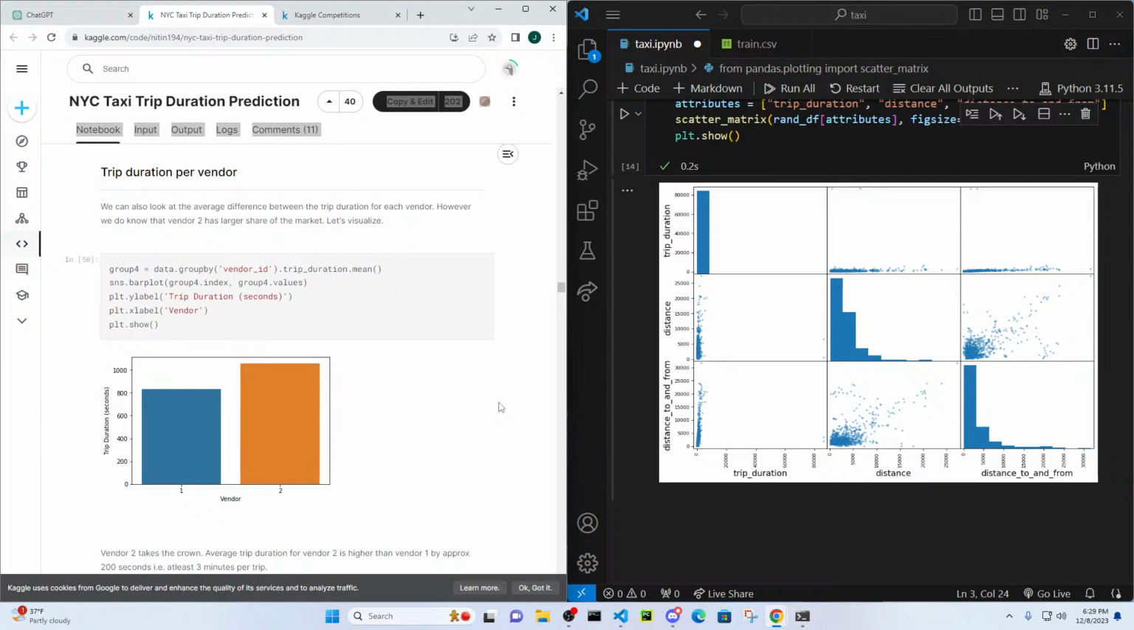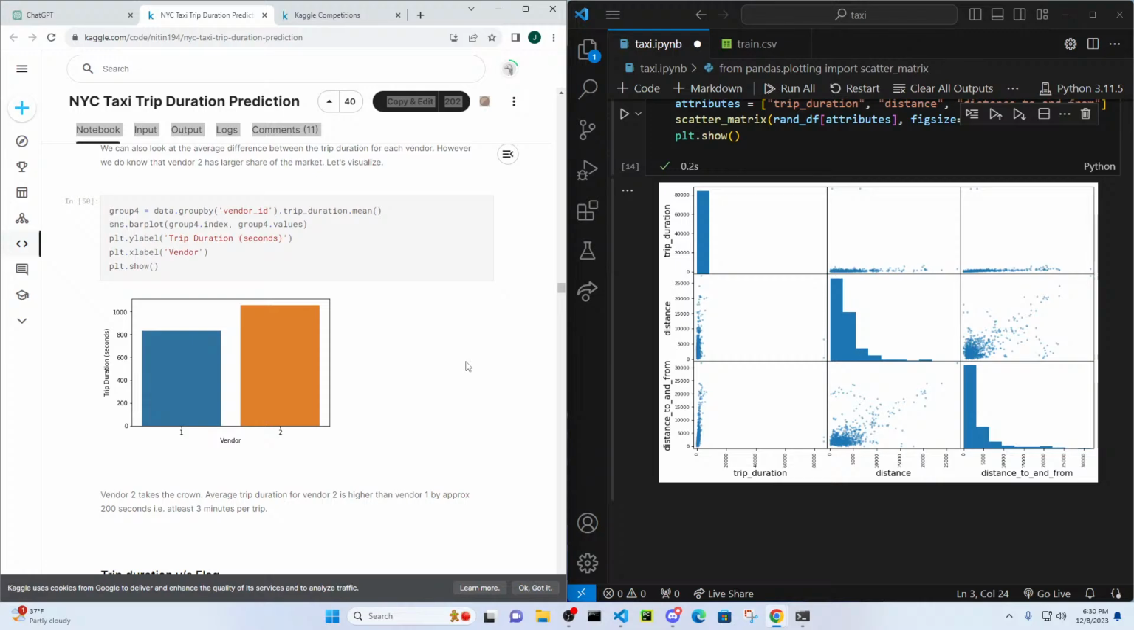Trip duration per vendor. We can also look at the average difference between the trip duration for each vendor. However, we do know that vendor 2 has a larger share of the market. Let's visualize. So we could group by trip duration based on the vendor. And it looks like vendor 2 is a little bit longer. Vendor 1 is 800 seconds on average. Vendor 2 takes the crown.